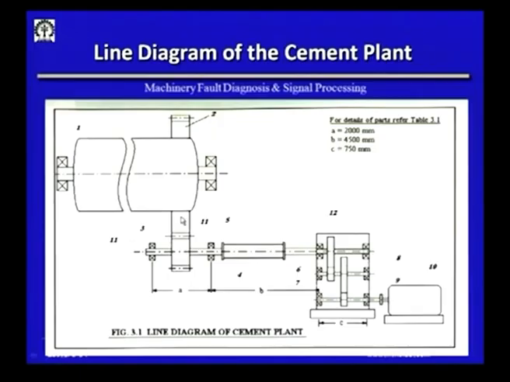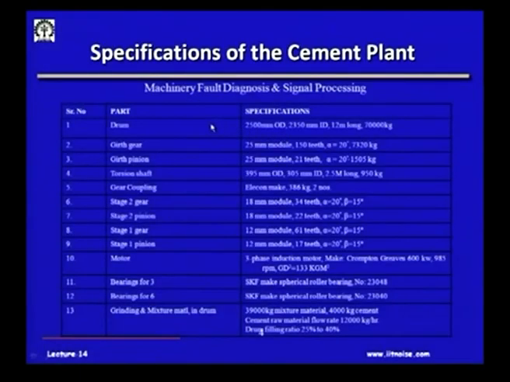So, this is just to give you a small example of the dimensions of this plant. This drum has an OD of 2500 millimeter, ID of 2350 millimeter, and it is 12 meter long, and it weighs about 70 tons. You can imagine the magnitude of the cement plant mill or the drum. The girth gear has 150 teeth, the girth pinion has 21 teeth, the girth gear or the ring gear, and then there is the speed reduction from 21 teeth to 150 teeth.